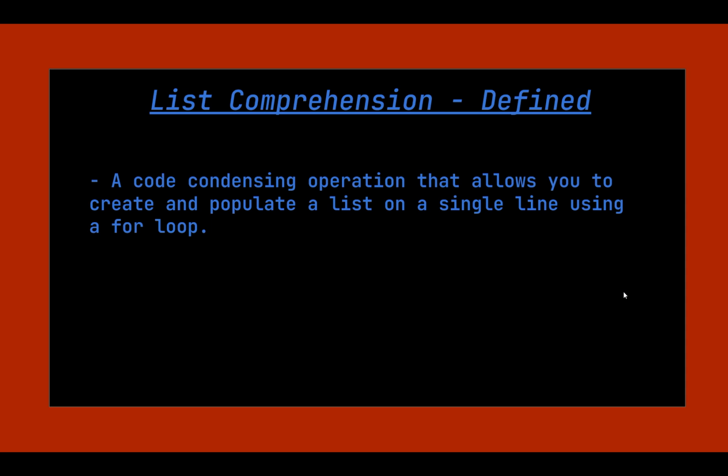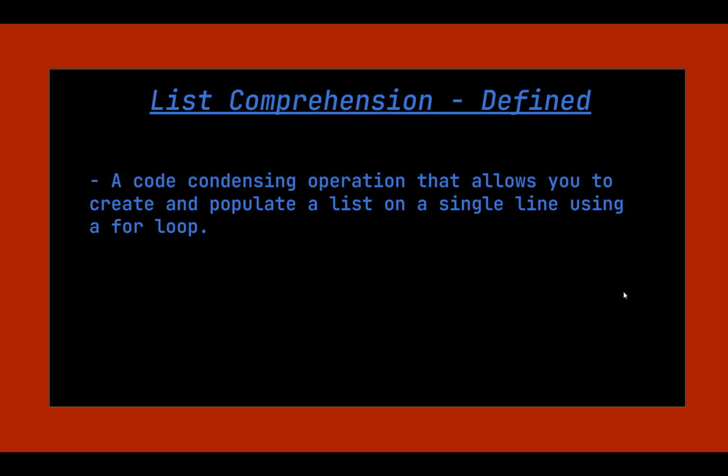It is a code condensing operation that allows you to create and populate a list on a single line using a for loop. So it's a data population kind of deal, and obviously list comprehension involves a list. It's a way to create and add data to a list using a loop, using automation on a single line. So really it takes several lines and condenses them into a single line.